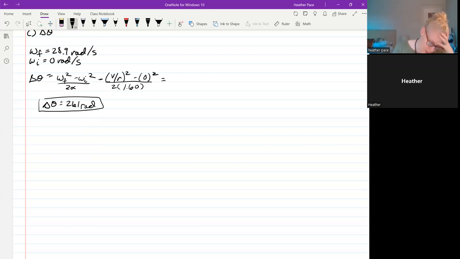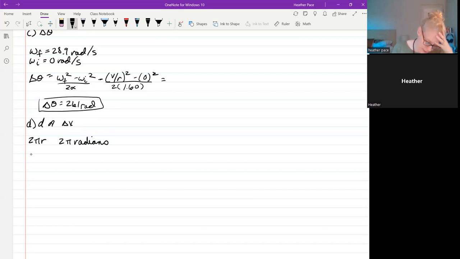All right, so D, how far has the bicycle traveled? This is D, or we would also call that delta X. So we know that one turn of our bicyclist wheel is going to be 2 pi r, which we can calculate because we're given r, and it's also going to be 2 pi radians.